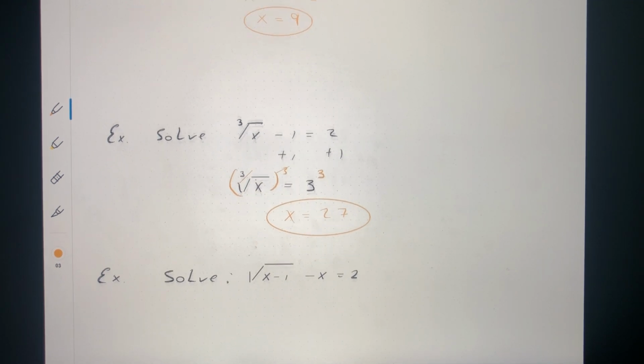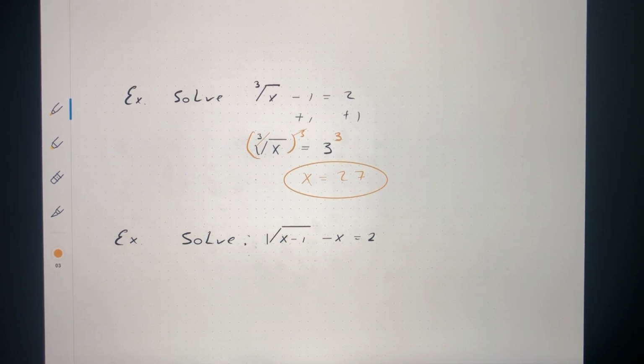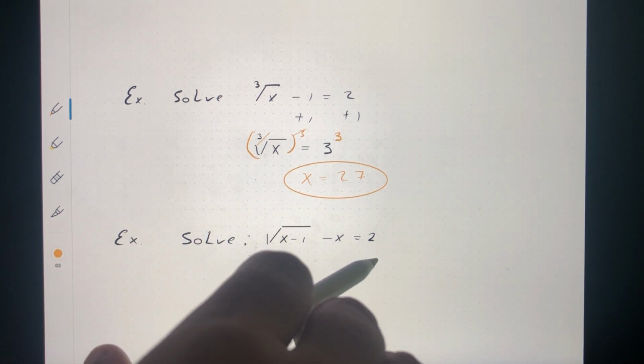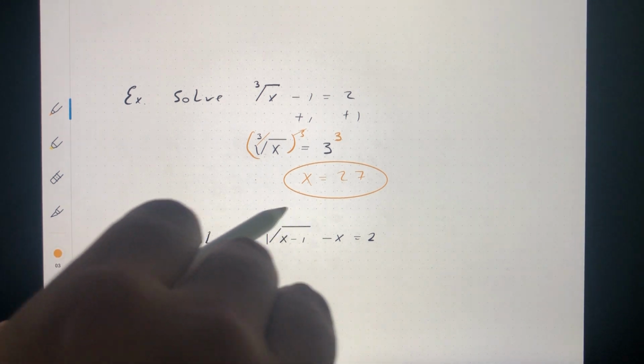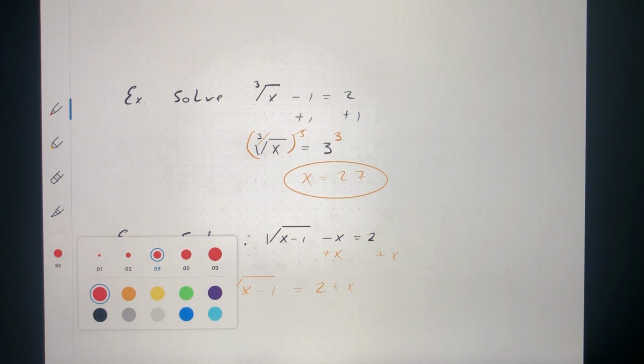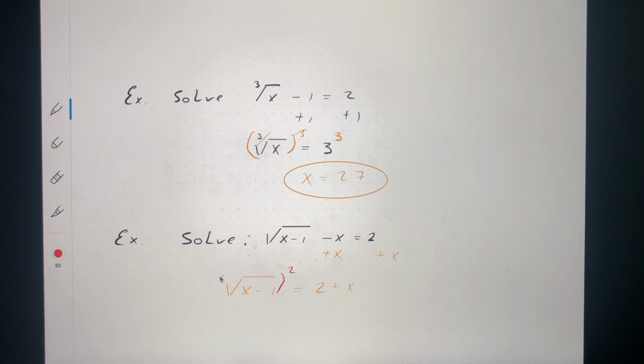Now the last example is even more involved. We do have 2 terms. One has a root, one does not have a root. So everything that has a root stays on one side, the rest goes on the other side. Meaning we will add x to both sides, and we now have the square root of x minus 1 is equal to 2 plus x. Now when we square both sides, we square the left side, square the right side, we have to multiply through on the right side.